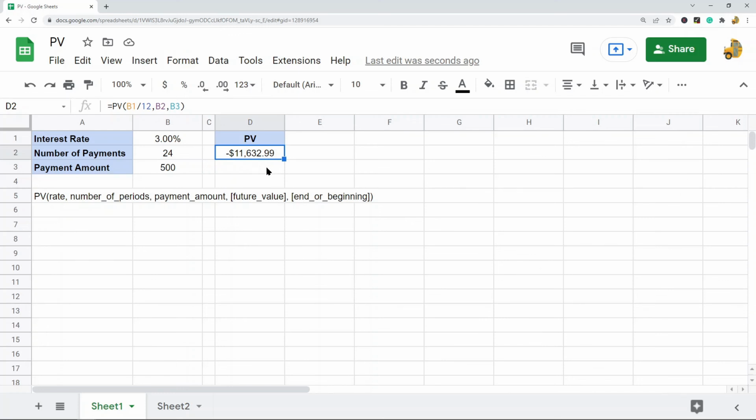So that is it for this function. As you can see, it's very easy to use. The key here is just making sure everything is in consistent units with each other.